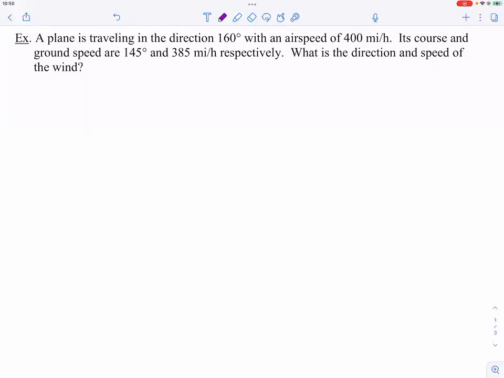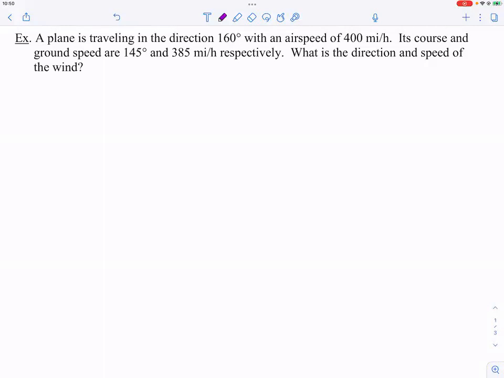Now, for the second question, this is the second kind of flavor. So let's read the question first. A plane is traveling in the direction of 160 degrees with an airspeed of 400 miles per hour. Its course and ground speed are 145 degrees and 385 miles per hour respectively. What is the direction and speed of the wind?